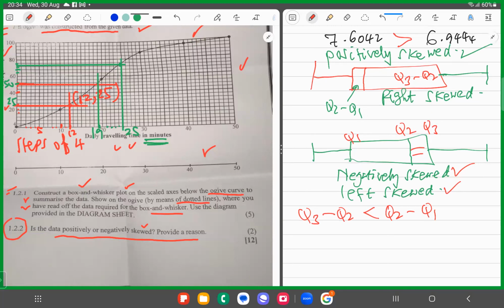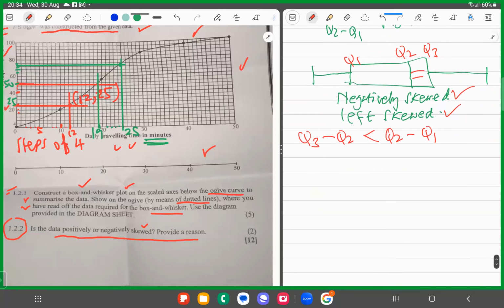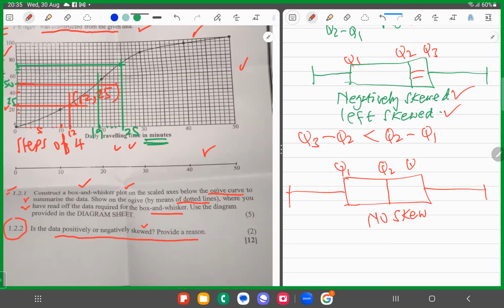It is not skewed at all. So there are times when you have a normal distribution of data. So now you might have no skew. No skew when this is in the middle. And there's Q1, there's Q2, there's Q3. So if this is true, so at this point, no skew.